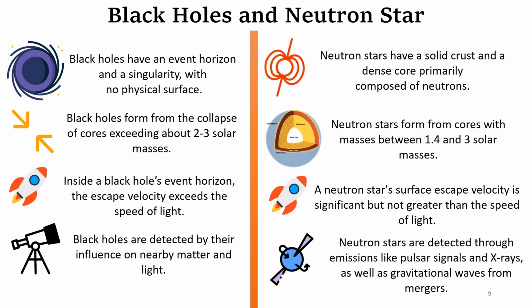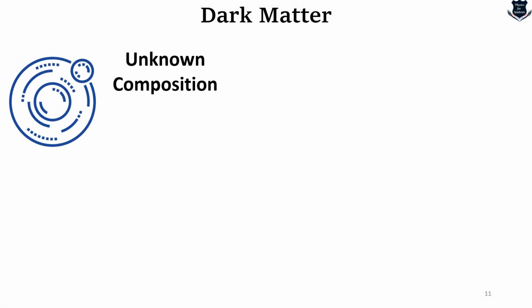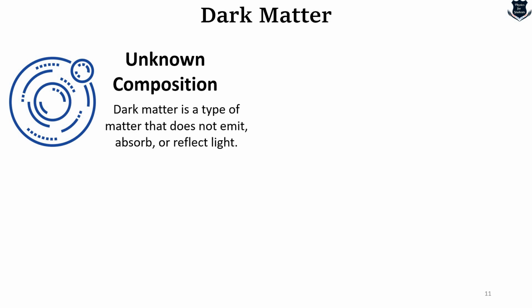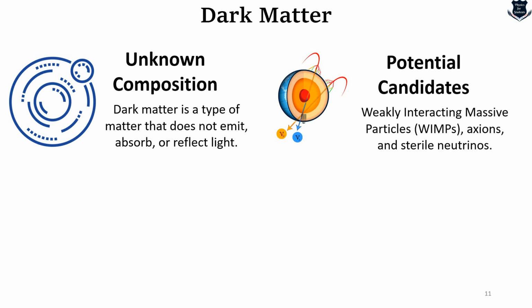We next come to another very important topic, where a lot of research is going on nowadays: dark matter and dark energy. So first we look into what dark matter is. If I talk of the composition, it is unknown. Dark matter is a type of matter that does not emit, absorb or reflect light, making it invisible and detectable only through gravitational effects. Possible candidates for dark matter include weakly interacting massive particles, WIMPs, axions and sterile neutrinos.